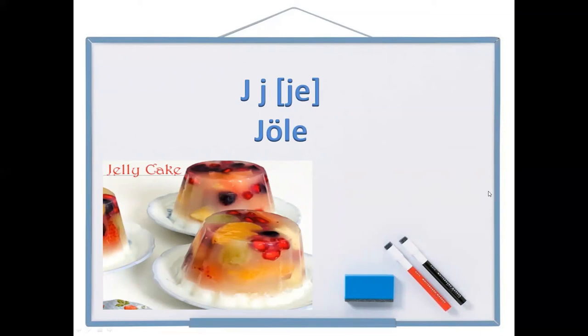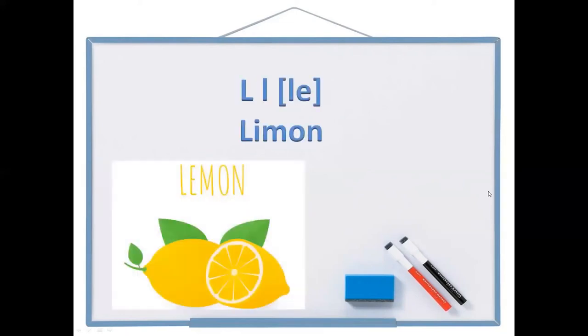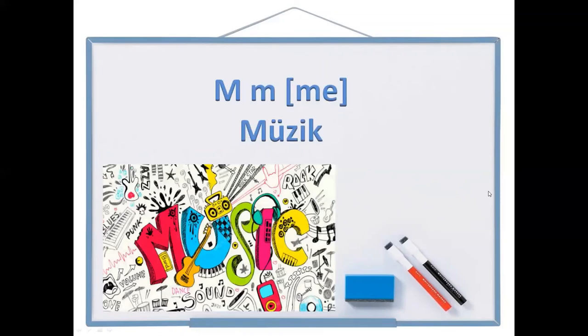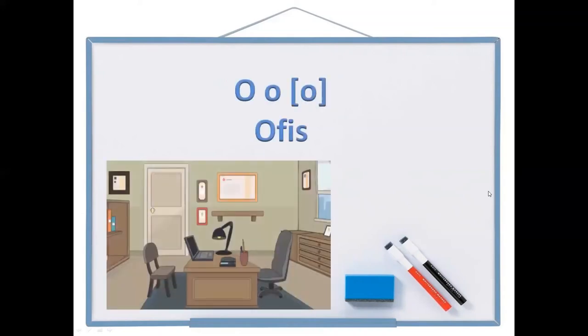J. Jöle. J. Jöle. And the next one is K. Kahve. K. Kahve. And the next one is L. Limon. L. Limon. And the next one is M. Müzik. M. Müzik. And the next one is N. Nar. N. Nar.